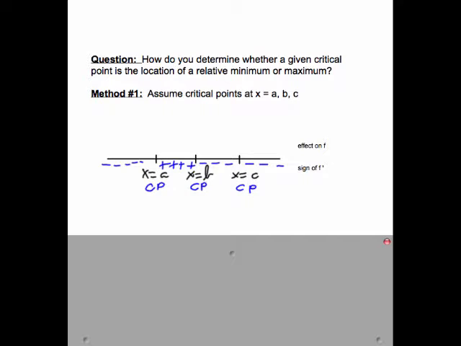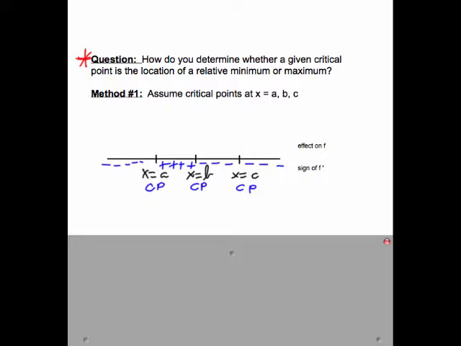So the natural follow-up question is, okay, so you're telling me that relative mins and maxes occur at critical points, but how do I decide whether a critical point is a relative min or max? Okay, so this is our central question. Alright, so we have two basic ways of determining this. You'll remember when we were looking at how we decide if a function is increasing or decreasing, we determine that by looking at the sign of the first derivative.